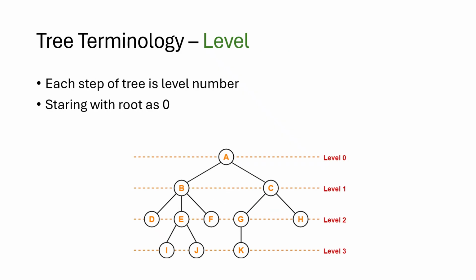Next one is level. Each step of the tree is a level number. It will start from the root, from level 0. So the root node is in level 0 and the children of the root node are in level 1, and then the children of B and C are in level 2, and the children of D, E, F, G, H are in level 3. These are the levels of a tree.